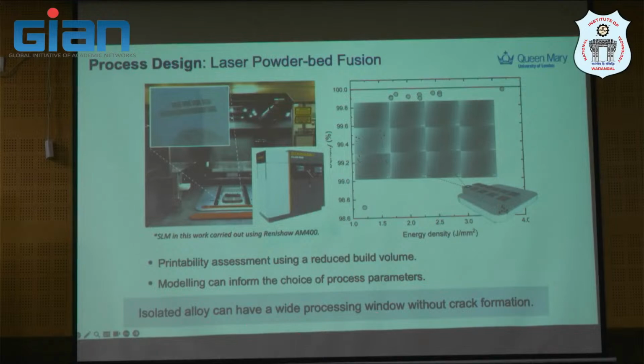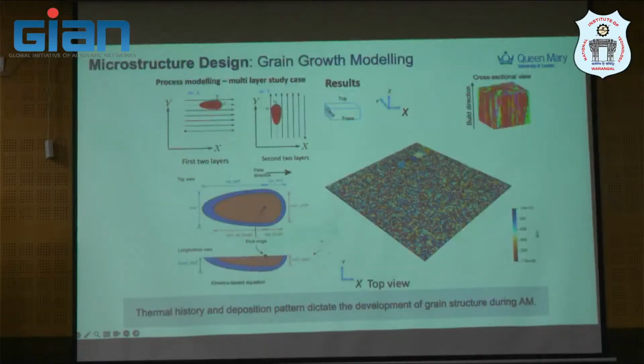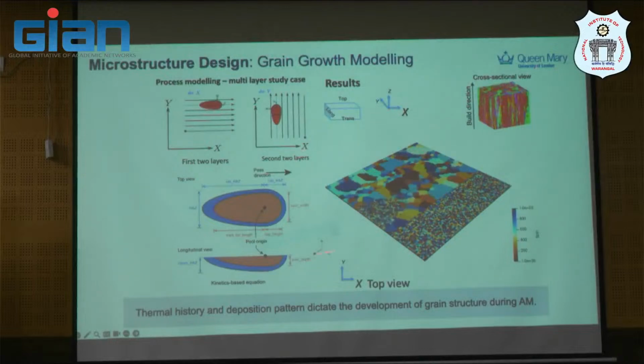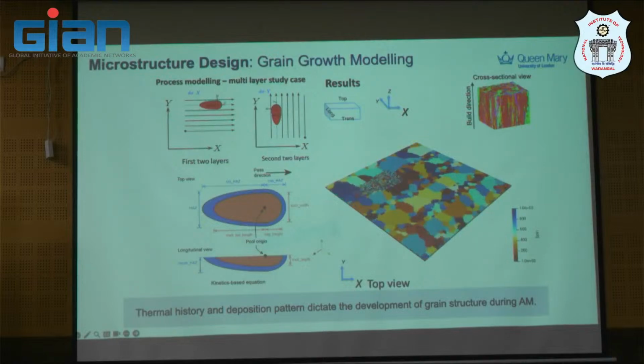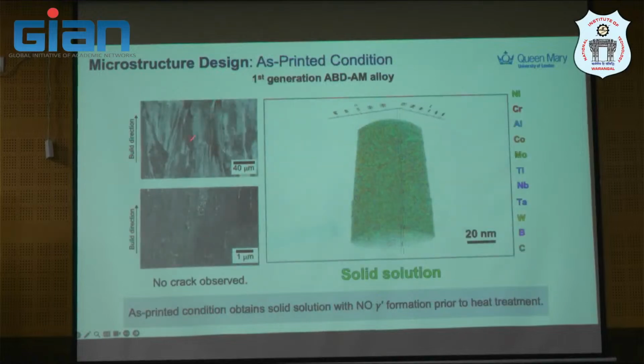Again, you will appreciate that this did not happen by chance. It is actually very systematic. At that time, we also did some simple grain growth modeling to understand the microstructure as a function of the parameters that we optimize. And then we check the printed condition. Again, this involves not only modeling, but also a lot of experimentation, so you can see what happened.